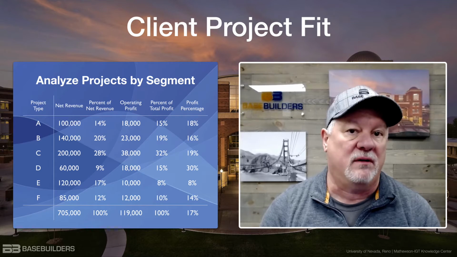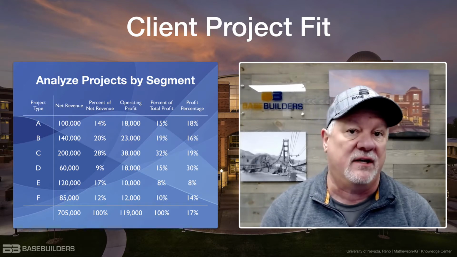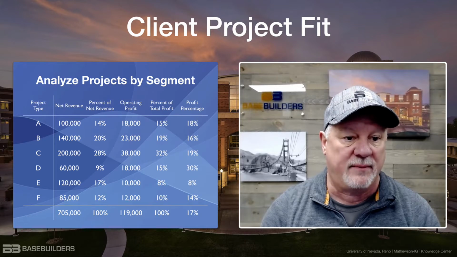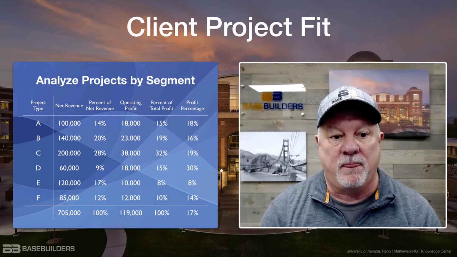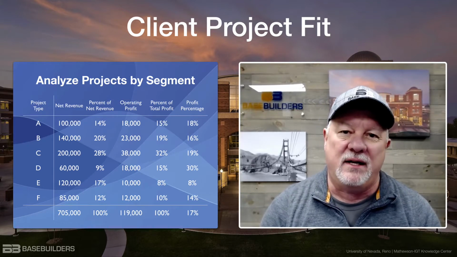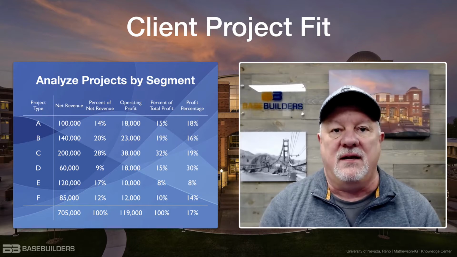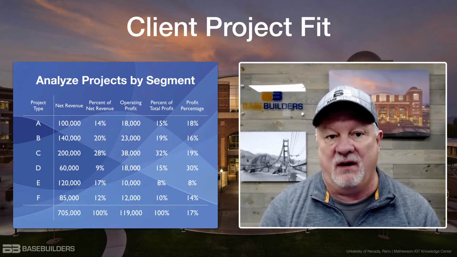We have a column called net revenue, so you can see where your revenues come from. See what percentage of your net revenue comes from each of these segments. Then we've got operating profits, percentage of total profit coming from each segment, and finally, what is the net operating profit percentage as a percentage of your net revenue.